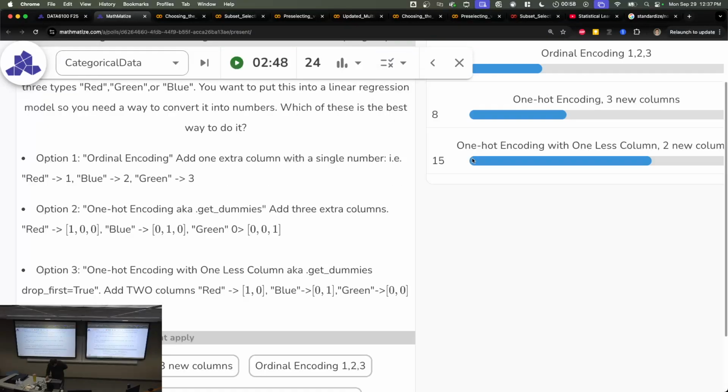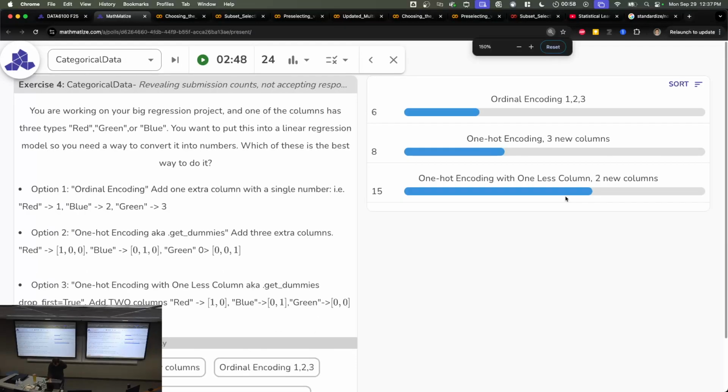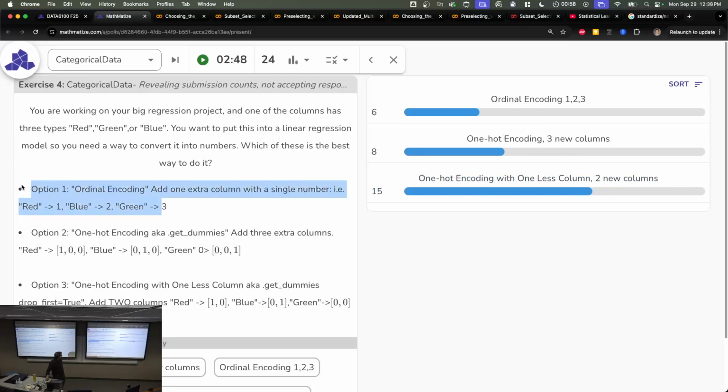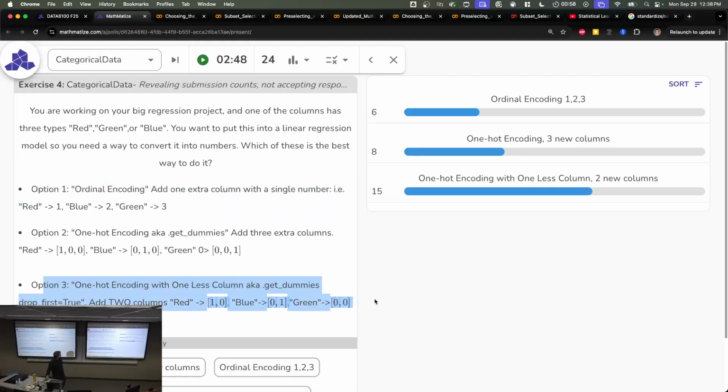All right, let's see what people said. Okay, so out of 24 people, 6 people said ordinal encoding, 8 people said one-hot encoding with 3 new columns, and 15 people said one-hot encoding with 1 less column. So this one's the most common one. I'm going to tell you there's potential issues with the ordinal encoding, and there's also issues with option number 3. I will talk about them in 1 second. But the biggest issue is the ordinal encoding.